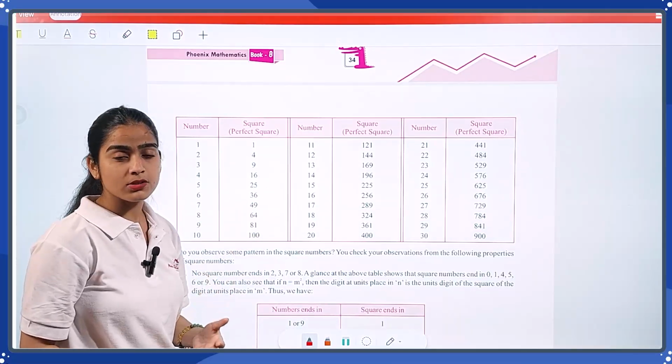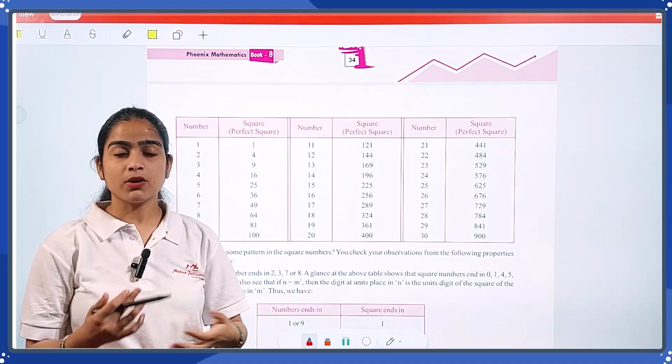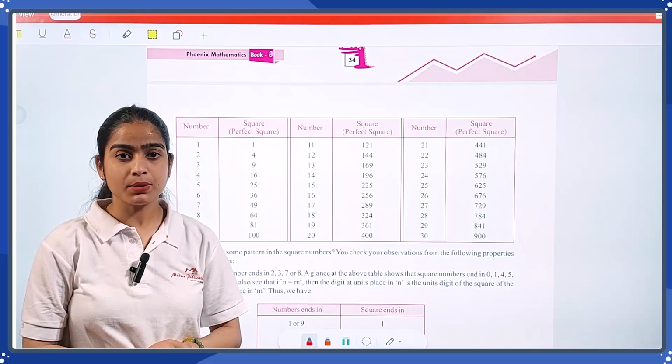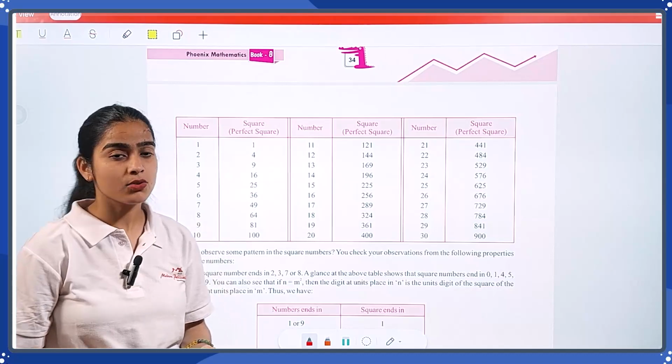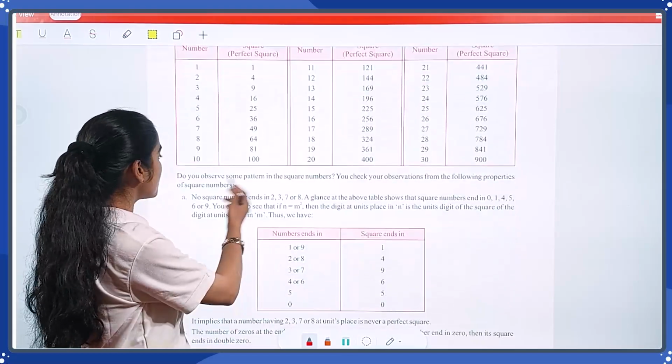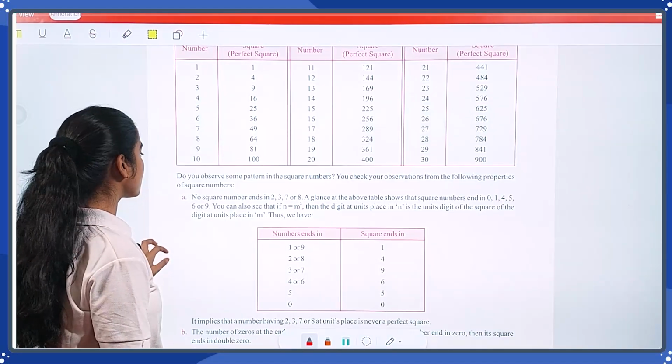You can do both things. You can learn these square numbers, and it will be easy for you to find the square root of a number. Otherwise, you can simply understand the concept of how we have to find the square root. So, do you observe some pattern in the square numbers? You can check your observations from the following properties of square numbers.